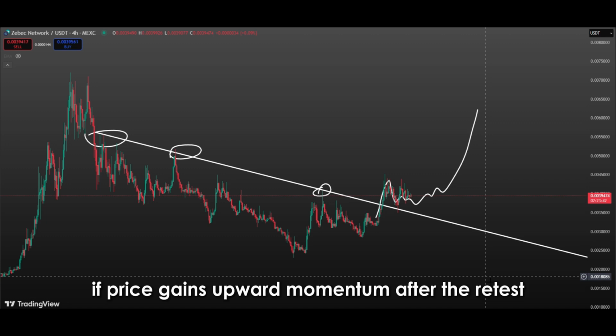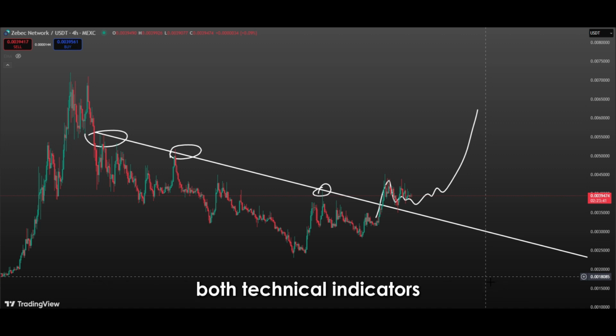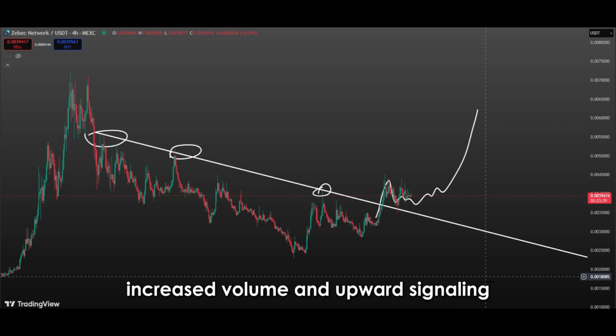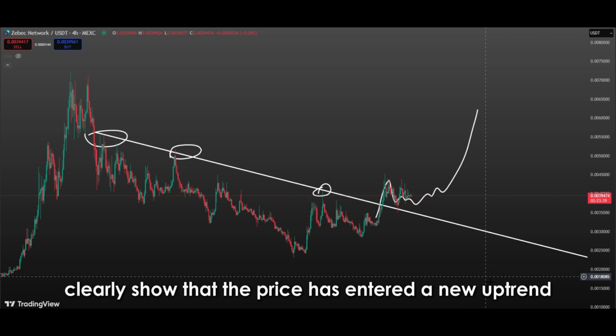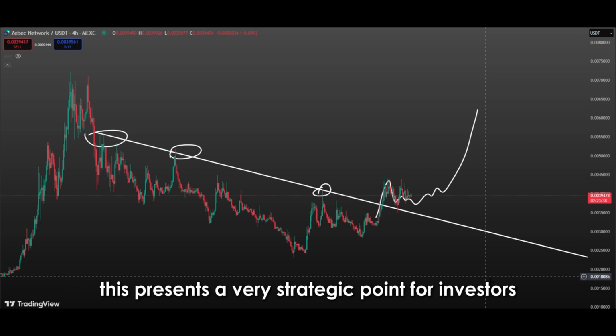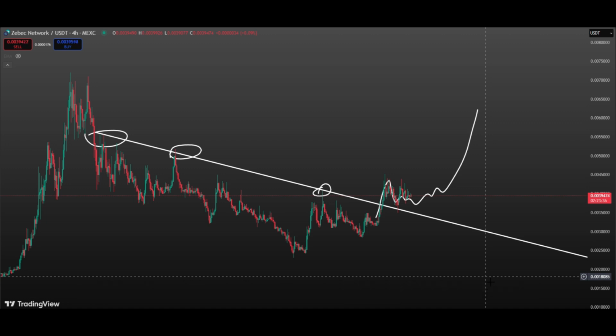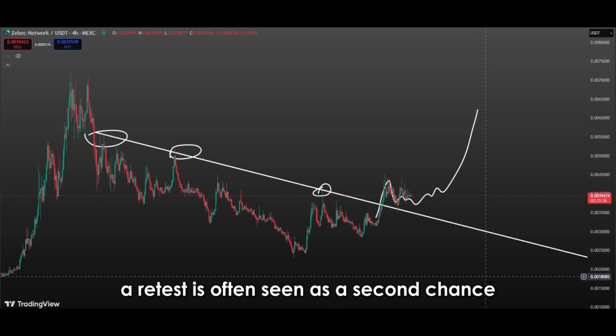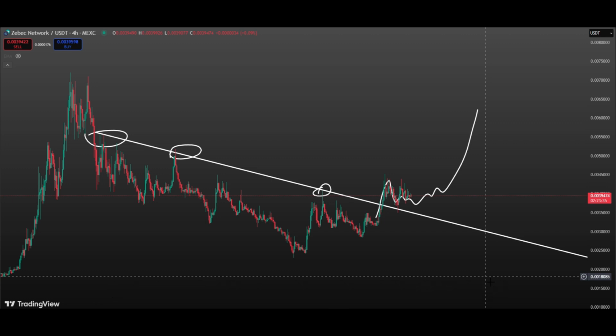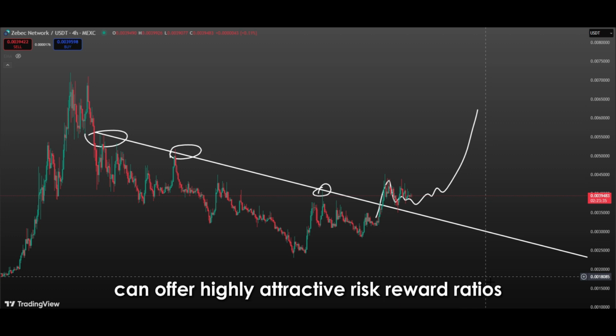If price gains upward momentum after the retest, both technical indicators and overall market psychology are positively influenced. Strong price action after the retest, increased volume, and upward signaling momentum indicators clearly show that the price has entered a new uptrend. This presents a very strategic point for investors who missed the initial breakout to rejoin the market. Because for those who missed the breakout, a retest is often seen as a second chance, and positions taken at this level can offer highly attractive risk-reward ratios.